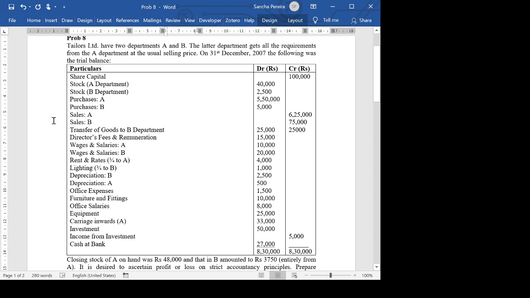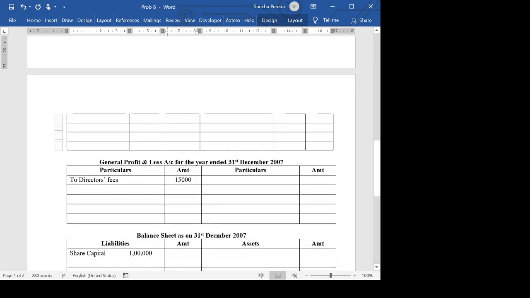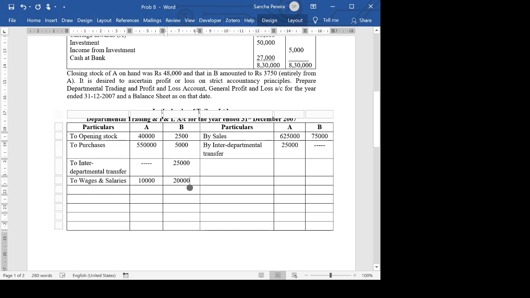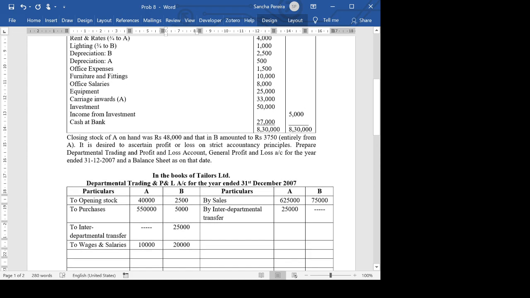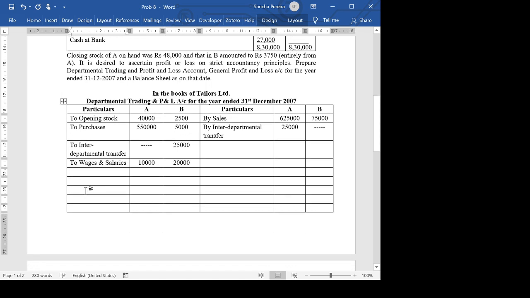Then we have rent and rates 3/4 to A. Okay, so 3/4 to A, that means 1/4 to B. So the ratio is basically 3/4 A, 1/4 B. So 3 is to 1. So rent and rates will come in the profit and loss. I think there's nothing else going in the trading account, so I'll just leave 2 lines here. Then I'll start with the profit and loss.